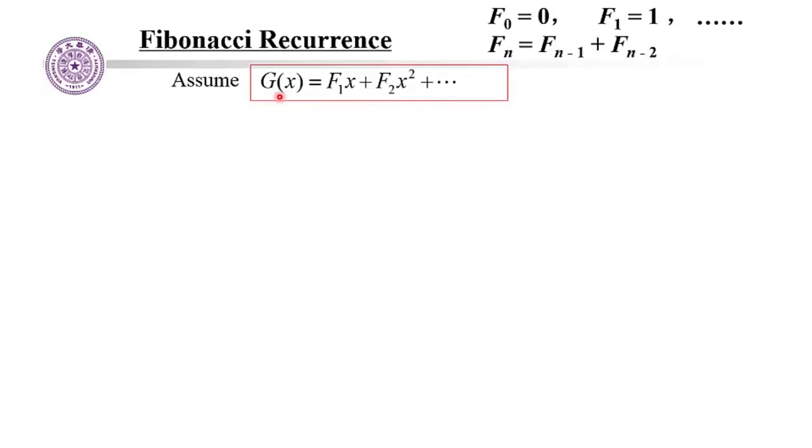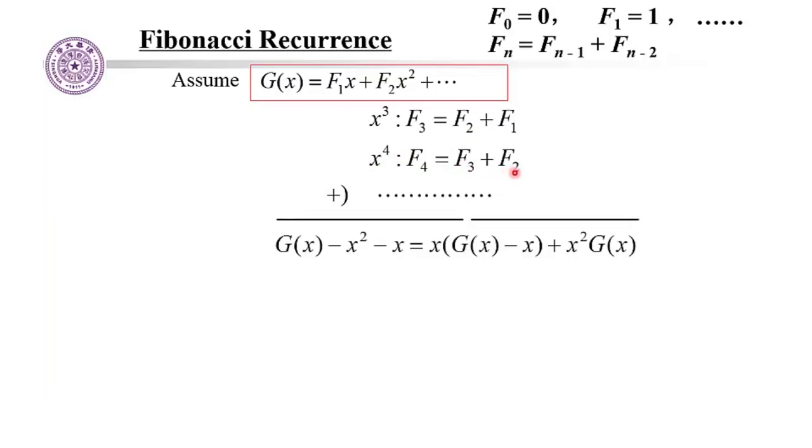So let's analyze it. When we introduced the Hanoi Tower problem, we added the terms one by one to find the expression of g(x). We could use the same method here. Let's start from x to the third power. The coefficient of x to the third power is f3. By the recurrence relation, f3 is equal to f2 plus f1, and the coefficient of x to the fourth power is f4, which is equal to f3 plus f2. Adding all these terms, we get a sequence whose left-hand side is the same as g(x), except for the lack of the first two terms. So the left-hand side is g(x) minus x squared minus x.